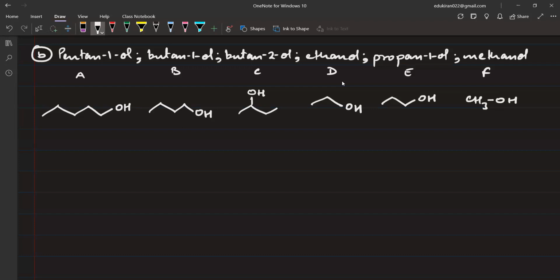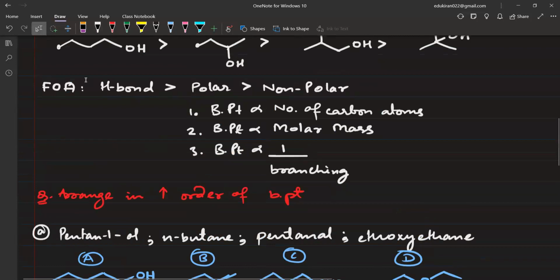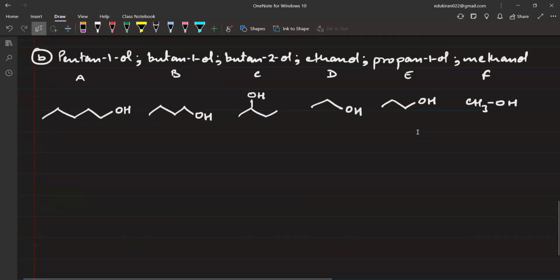Now, first of all, I will count the number of carbon atoms because all of them are having OH, OH, OH, right? The functional group is the same. That means I cannot comment anything on the basis of this part. All of them have hydrogen bonding. So I will see boiling point is directly proportional to the number of carbon atoms.